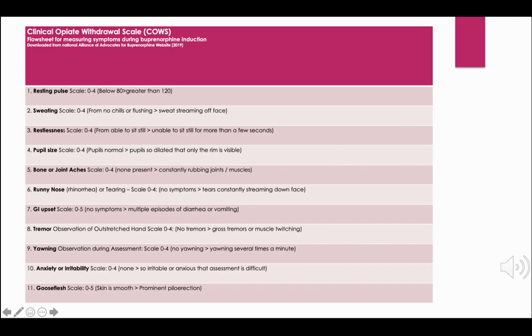COWS, or the Clinical Opiate Withdrawal Scale, is a way to measure symptoms during opioid withdrawal. It looks at pulse, sweating, how restless they are, pupil size, runny nose, GI upset, tremor, yawning, anxiety, and whether the individual has goosebumps. This can be used when they are starting other medications as well. I just wanted to introduce you to COWS.